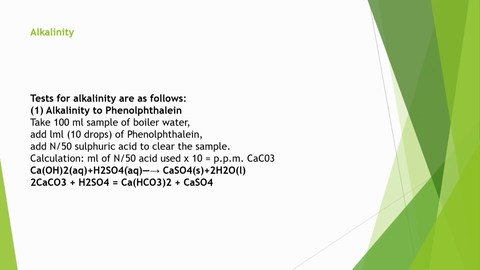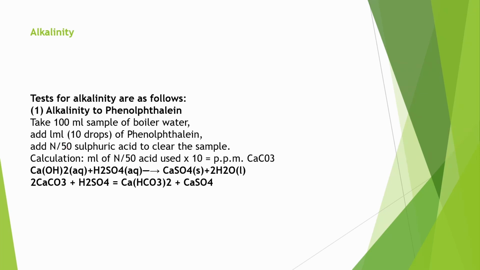Alkalinity comes in three types: P alkalinity, T alkalinity, and M alkalinity. Alkalinity is due to the presence of hydroxide, that is OH, carbonate, that is CO3, and bicarbonate, that is HCO3. First we will understand what P alkalinity is, then T alkalinity, and after that the difference between P alkalinity, T alkalinity, and M alkalinity. Sometimes surveyors do ask the difference between T and M alkalinity.